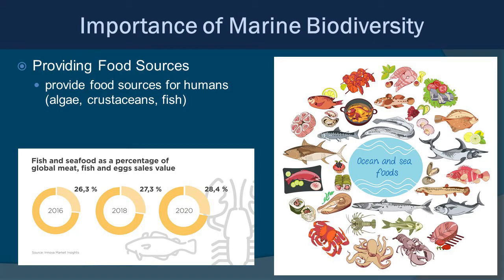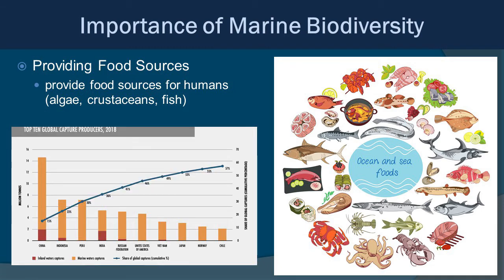Hungry, anybody? Yeah, the oceans provide a lot of food sources. They provide them for humans, algae, crustaceans, fish. Look at the graphic on the right. Just a ton of different food sources come from the ocean. In fact, if you track from 2016 to 2020, fish and seafood as a percentage of global meat go from about 26, 27% to 28%. So roughly, that's a decent chunk of the protein of the planet. Now, of course, that's not the end of the story. If you actually look per country, there are certain countries that rely a lot more heavily on marine meat or protein. China, for example, is one of the largest.